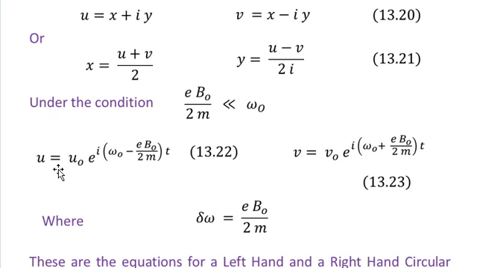And you have the two solutions: u is equal to u naught into e to the power iota times, within the parentheses, omega naught minus e B naught over 2m, and outside the parentheses the time factor t. Similarly, for the component v, we have v is equal to v naught e to the power iota, within the parentheses omega naught plus e B naught over 2m, and outside it the factor t. So equation numbers 22 and 23 are the solutions of equation numbers 16 and 17. If you want, you can also substitute these values in equation number 21 and solve your equations in terms of the parameters x and y.